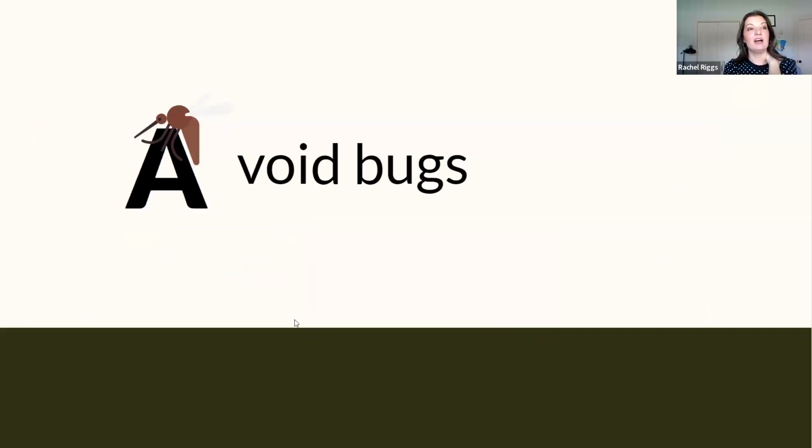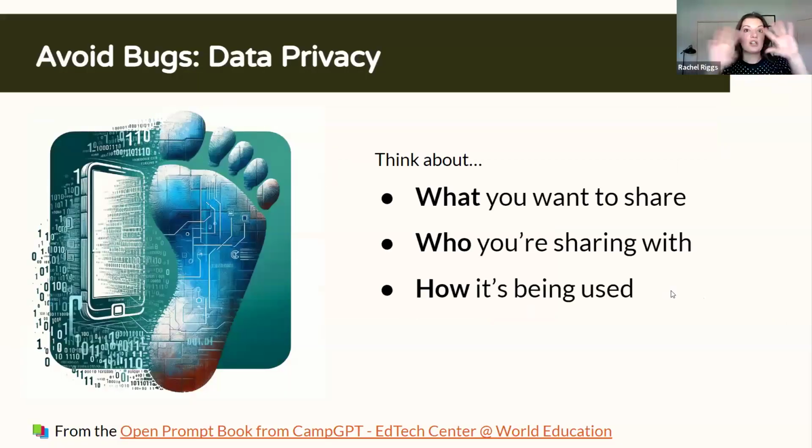So experiment, look at different tools, and then think about, okay, what's my goal? And try out a few different tools to achieve that goal. The next is avoid bugs. So in our GEAR acronym, goals before tools, explore and have fun, and then avoid bugs. What are the bugs that are specific to generative AI? The first bug is data privacy. When we talk about bugs, we're really talking about what are the pitfalls, what are the drawbacks.